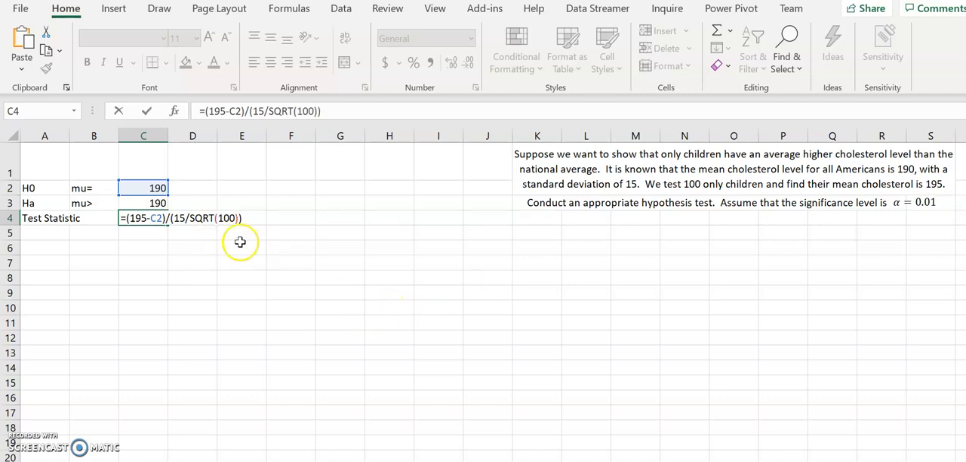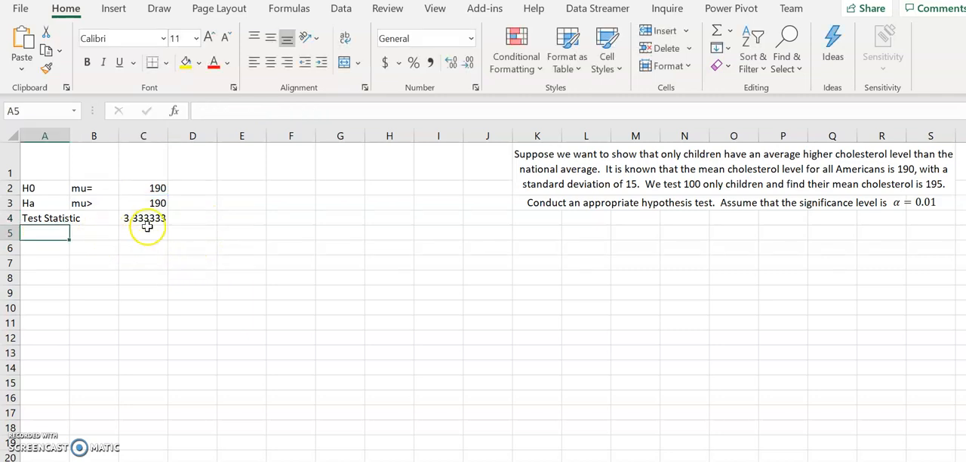Now, one thing to note, you have to put the denominator in an extra set of parentheses if you want the square root to appear in the denominator. If you leave it out, it will divide the difference by 15, and then it will divide separately by the square root, and that's not quite what we want. We want to divide the 15 by the square root first, and then divide the result. Okay, so we get a test statistic of 3.333.